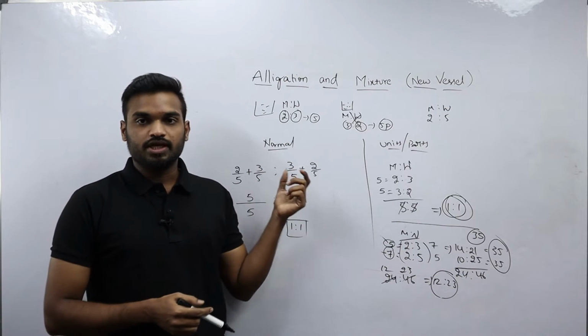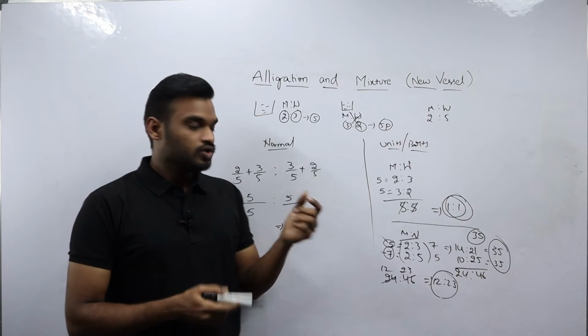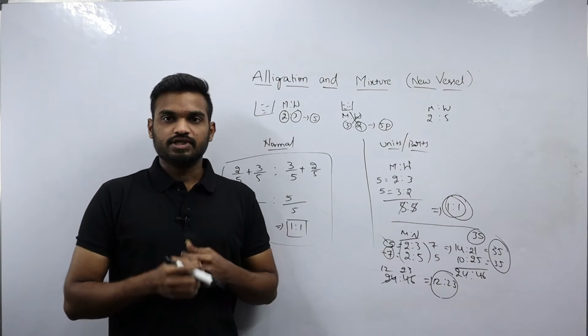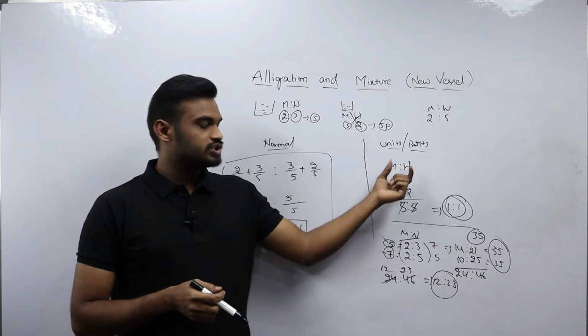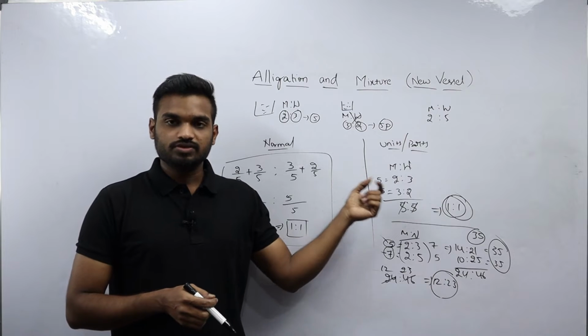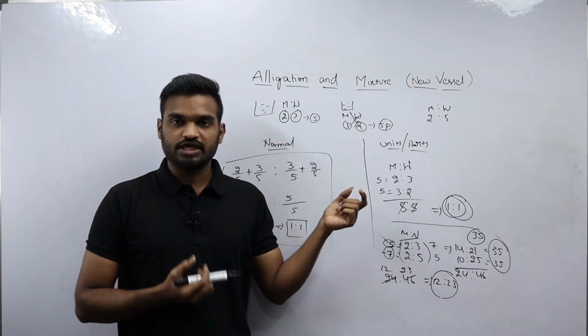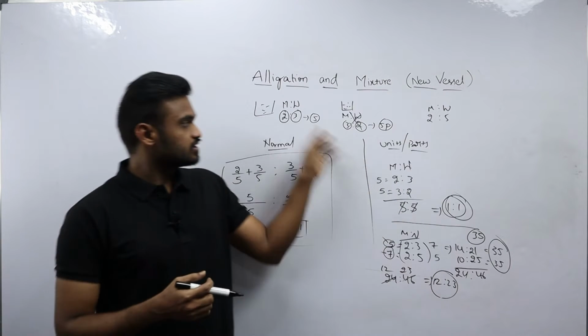But in the normal method, no matter whether the parts are equal or not, we need to do all this calculation. That's the reason I will always suggest you to follow the units or parts method from the beginning itself, because through this method we can solve the problem within a very fraction of seconds. Okay, suppose assume that this is the question only.